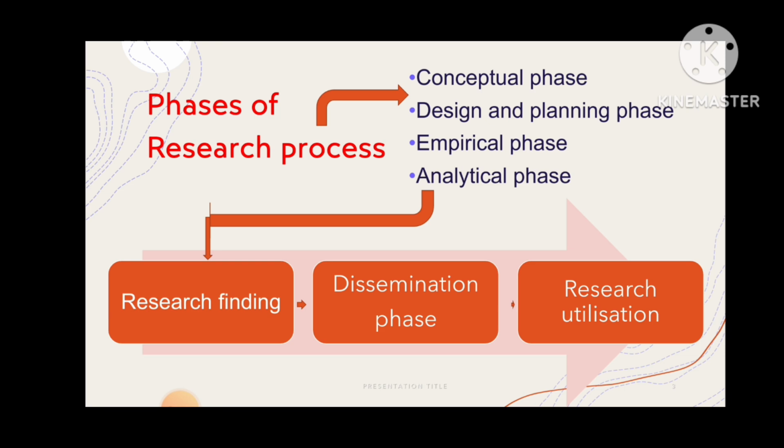At the end of the analytical phase, you get the research findings. You have the research findings with you. The final phase of the research process is the dissemination phase, which includes communicating the research findings and utilizing them. The dissemination phase is not complete unless the research findings are utilized in practice. For example, if you give a 9-digit mobile number to a person instead of a 10-digit mobile number, it is of no use. Similarly, the dissemination phase is incomplete if the research results are not utilized.